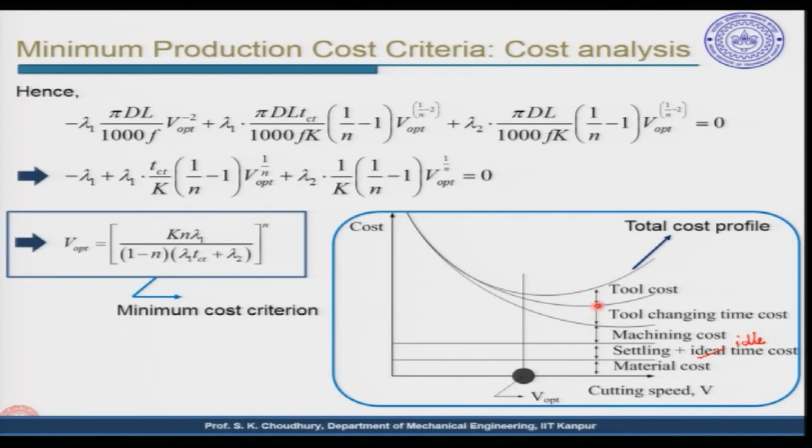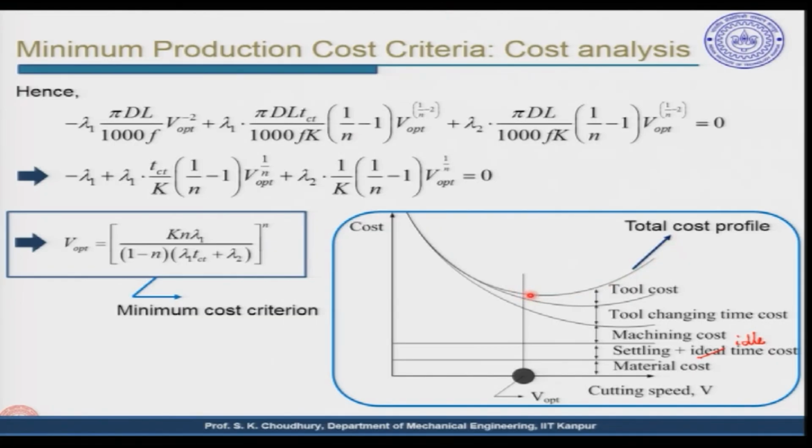And next is R4, which is the tool changing time cost per piece, and this also will be a nonlinear equation, and the tool cost, which is also a nonlinear equation. All these three: tool cost, tool changing cost and the machining cost. And if we draw the total cost, that is the sum of all of them, it will be a curve like this. This is the total cost profile, and in here there will be a minimum.